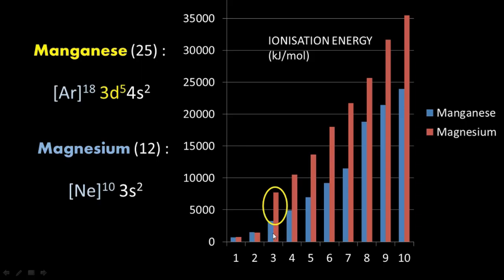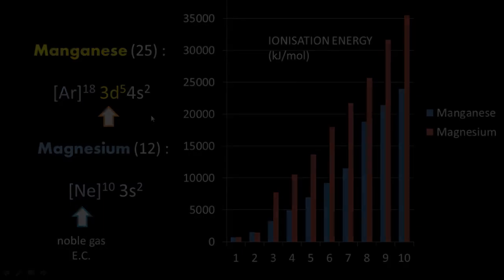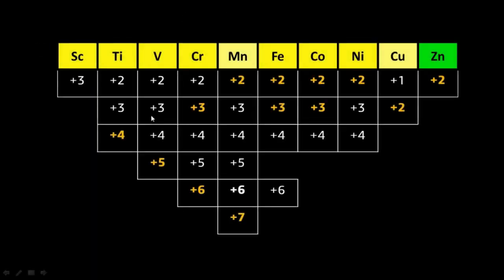Well, this is because to take out the third electron, we actually need to take it out from a very stable noble gas electronic configuration in case of magnesium, while in case of manganese, we simply have to take it out from an inner d orbital. Now because these 3d and 4s energy levels are very close to each other, it only takes slightly higher energy. And therefore, because it is relatively easier to knock off these d electrons, the transition metals show a wide range of oxidation states.